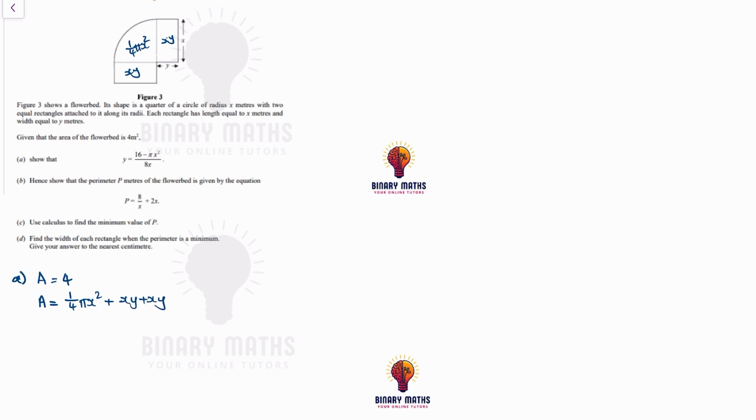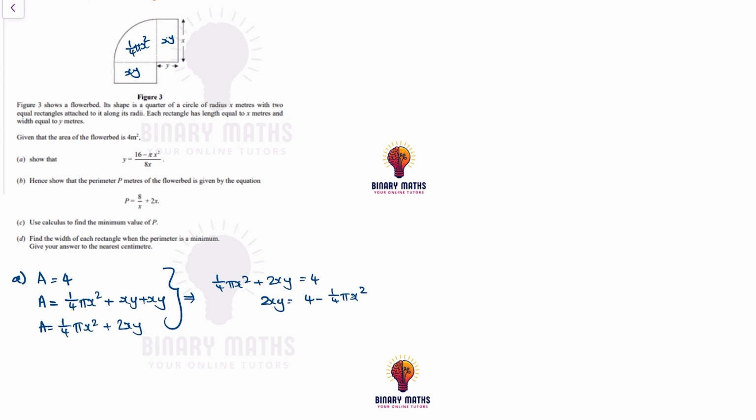So if I put that together, I get area is equal to a quarter pi x squared plus xy, which implies that area is equal to a quarter pi x squared plus 2xy. If we put the first line and the last line together, I get a quarter pi x squared plus 2xy is equal to 4. Okay, which means I need to make y the subject of the formula. 2xy is equal to 4 minus a quarter pi x squared.